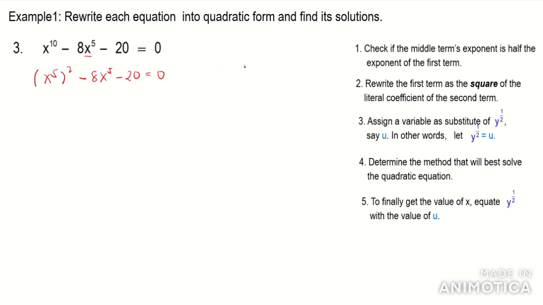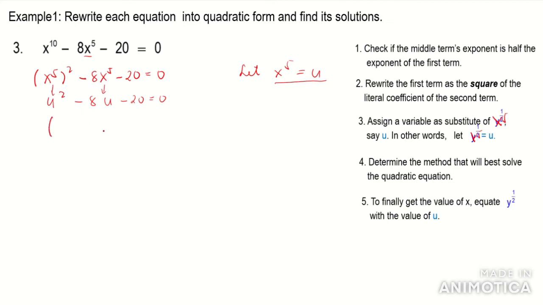And then, we assign a variable, okay, a variable to replace x raised to 5th. Say we have here u. So, we have u here squared, okay. What does this mean? Palitan natin ang lahat ng mga x raised to 5 ng u. We have x squared. Okay, ito, magiging u. Then, we have minus 8. Ito ay magiging u din. Minus 20 equals 0. Now, can this equation be solved by factoring?